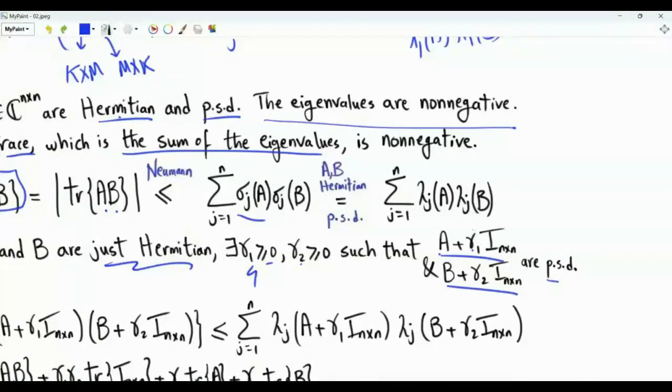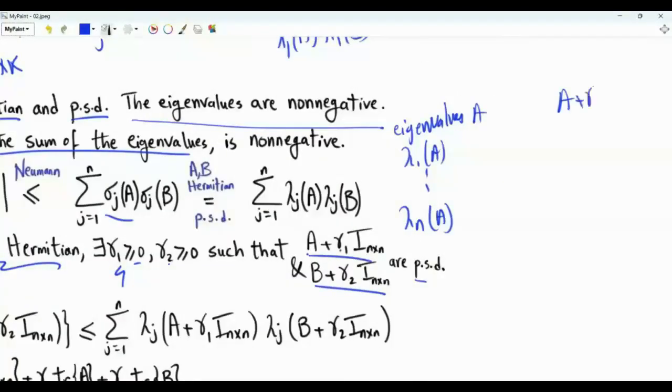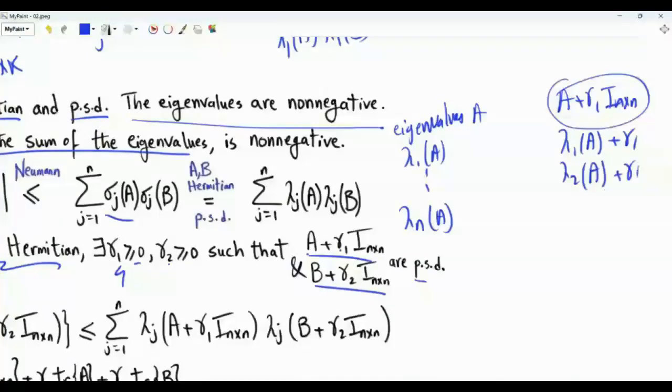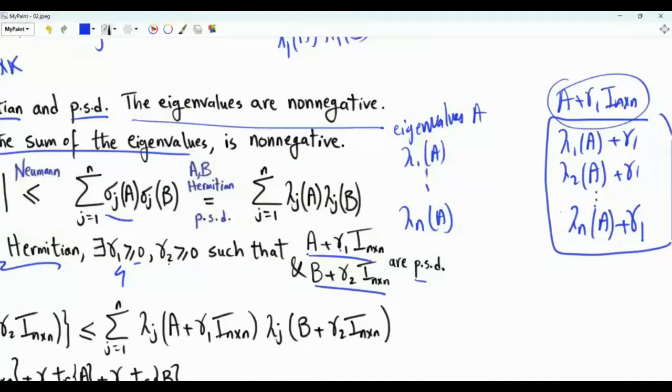The idea is that when we add gamma 1 times identity to A, if the eigenvalues of A are lambda 1 of A all the way to lambda n of A, then the eigenvalues of A plus gamma 1 times identity, we just add gamma 1 to those eigenvalues. So the eigenvalues of this matrix here are lambda 1 of A plus gamma 1, lambda 2 of A plus gamma 1, all the way to lambda n of A plus gamma 1. Gamma 1 is added to all those eigenvalues. If gamma 1 is large enough, all those eigenvalues can be non-negative. For example, suppose that the minimum eigenvalue of A is minus 5. If you choose gamma 1 to be 6, that's it.